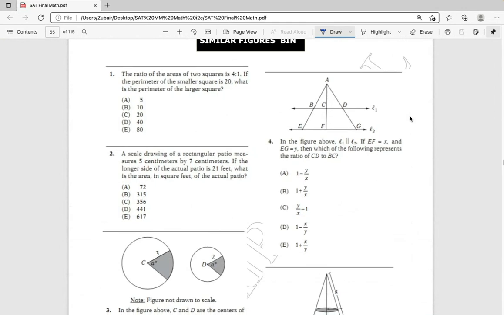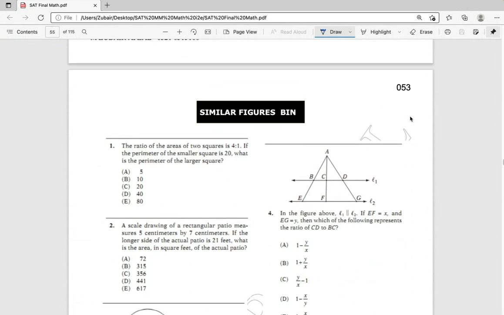Now, this is something purely related to O levels. Do you remember these formulas? A1 by A2 is equal to L1 by L2 whole squared. The other one is V1 over V2 is equal to L1 over L2 whole cubed, if the figures are similar. If they are not similar, we will not put these powers.